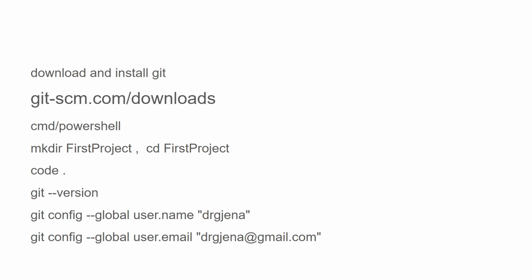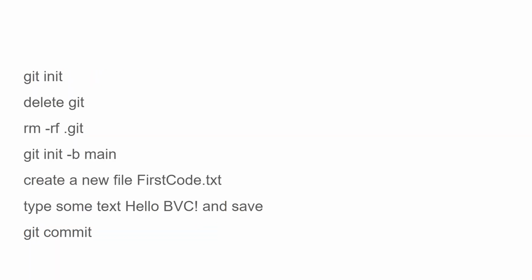And then before that you have to do the git configuration. git config space hyphen global user dot name. You write your username here, and git config space hyphen global user dot email also you can type here, right? So these are the things you do here.